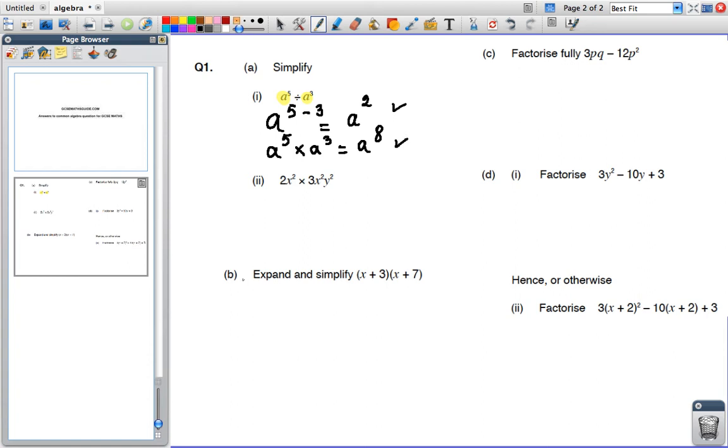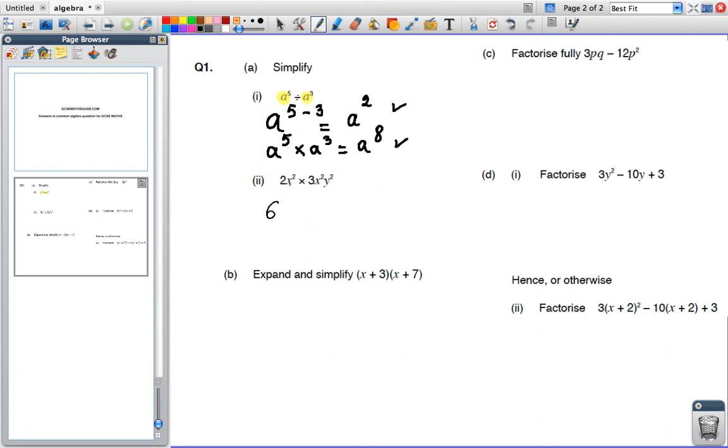Alright, let's take a look at part 2. Here I want to simplify the expression 2x squared times 3x squared y squared. First thing you're going to do is multiply the numbers. So 2 times 3 is equal to 6. Then I'm going to look at the variables, or the letters if you like, and in this case I've got x squared here and I've got another x squared there.